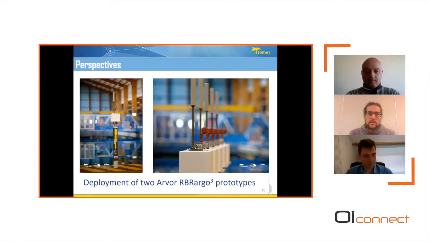And that's a slide I added at the last minute, because that's work we have done this year. It was to implement the RBR Argo 3 CTD on the Arvor floats. Those floats will be able to reach 2,000 meters depth. And we also plan to deploy 2 of those prototypes during the same campaign as the three-headed ones.